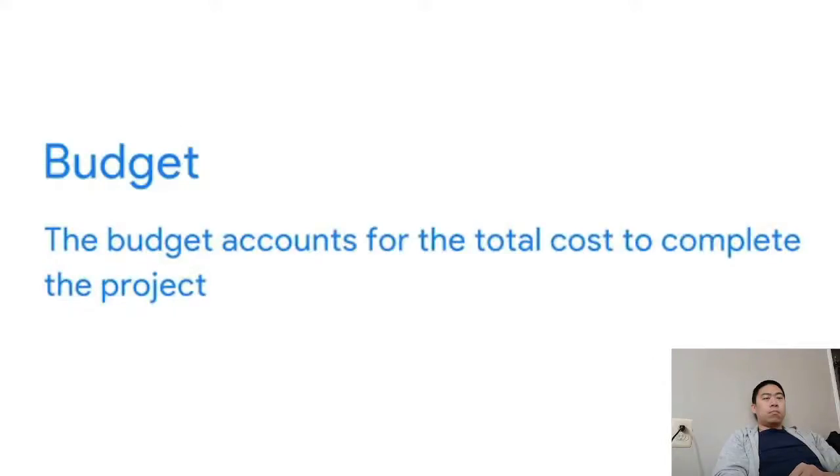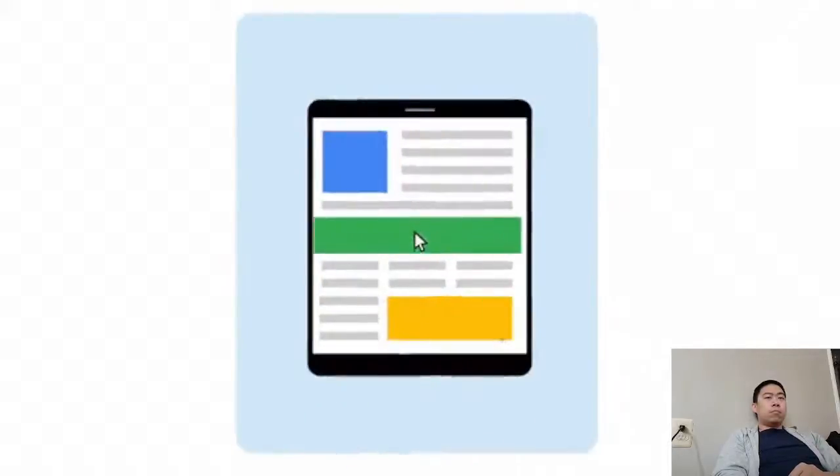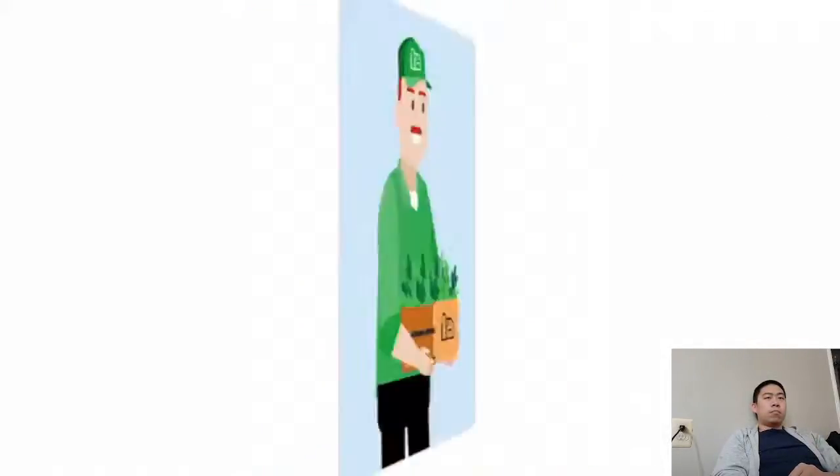Another part of the planning phase is setting the budget. The budget will account for the total cost to complete the project. The total cost needs to be broken down to determine how much has to be spent on different elements of the project. For Project Plant Pals, the budget will need to include items like the cost of designing and launching a web page, the cost of hiring your plant vendor, and much more.